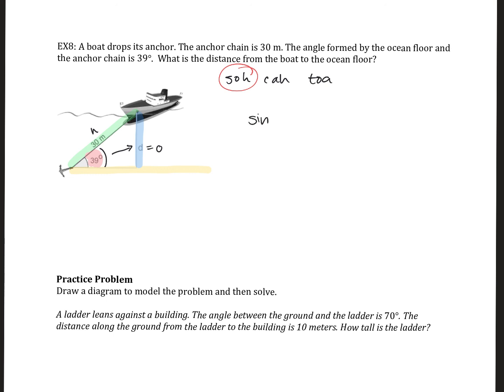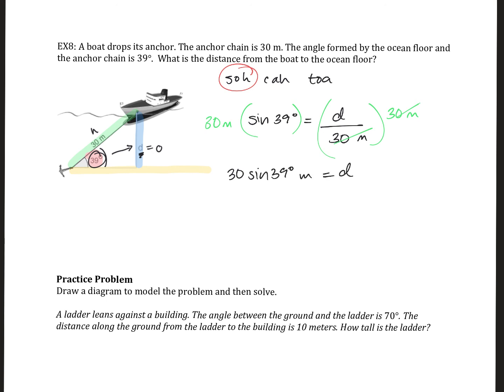So sine of, and what angle do we have? 39 degrees. Sine of 39 degrees is going to equal opposite, which is D, because that's what we're looking for, divided by the hypotenuse, which is 30 meters. And solving, so multiplying both sides by 30 meters, or 30. Those cancel, and we have 30 sine of 39 degree meters equals D. Plugging that into your calculator, you should get about 19. So D is approximately 19.